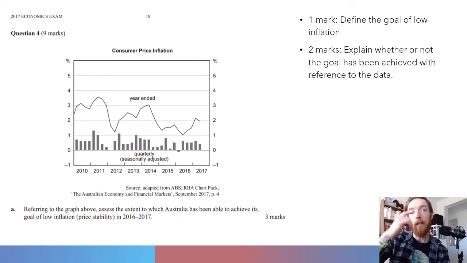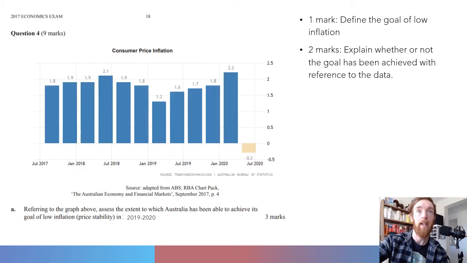All right, now we're going to get into a question that involves looking at a graph and deciding if low inflation has been achieved. So, referring to the graph above, assess the extent to which Australia has been able to achieve its goal of low inflation or price stability in 2016-2017. As we know, you only care about the last 2 years, so you care about 2018 to 2020. So we're going to update this question. We're going to look at 2019-2020, and we're going to look at a recent graph for it.